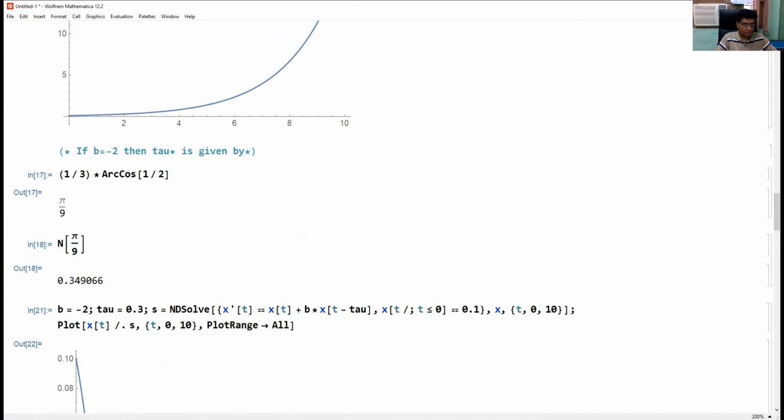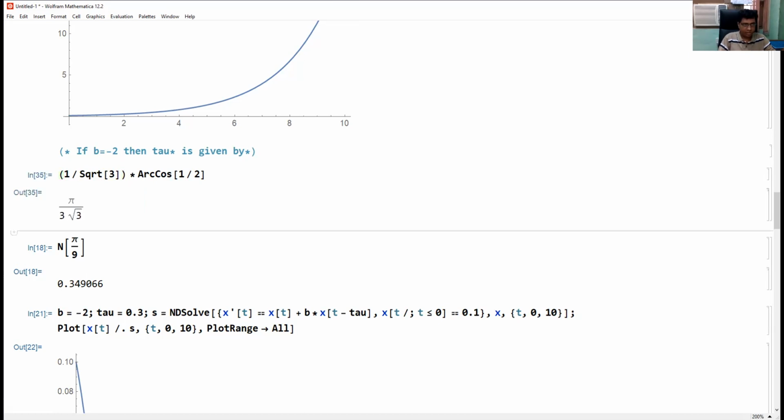Sorry, here tau star, let me check once. B square minus A square means 4 minus 1. This should not be 3. I made one mistake. It should be 1 upon square root B square minus A square. B square minus A square is 3. 4 minus A is 1, so 4 minus 1 is 3. So this should be there.